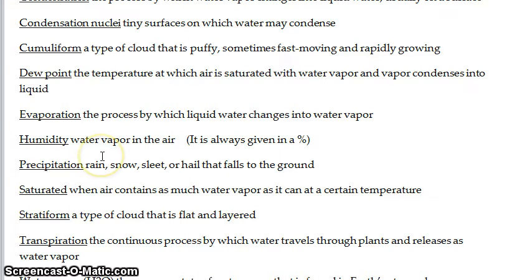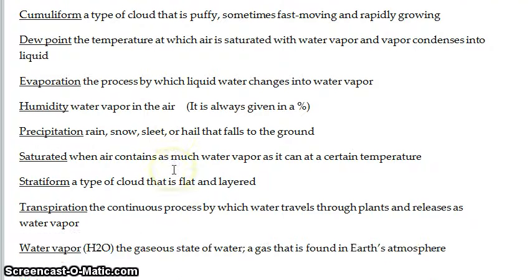Precipitation, rain, snow, sleet, hail, any type of water that falls from the sky to the ground. Saturated, just referring to when the air is completely full of water vapor and that it can't hold anymore, and that changes as the temperature changes. So when we talk about the air being saturated with water, it's at a specific temperature.